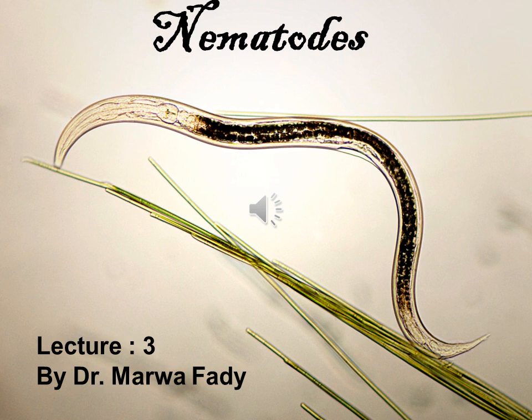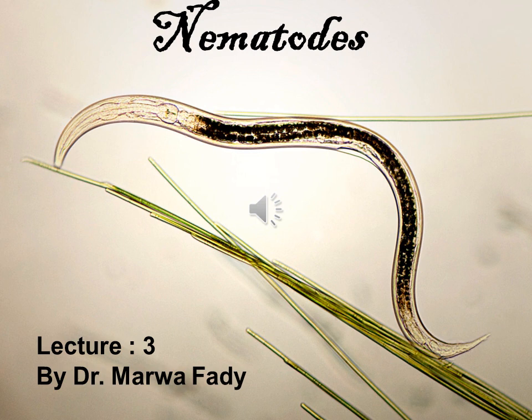Today we will start with the last class of helminths. It is Nematodes. Nematodes are said to be the most worm-like of all helminths. This is because it generally resembles the common earthworm in appearance. Nematodes are elongated, cylindrical, unsegmented worms.